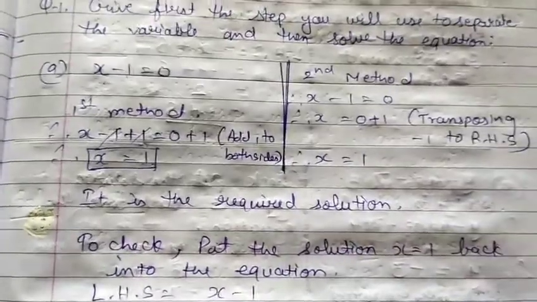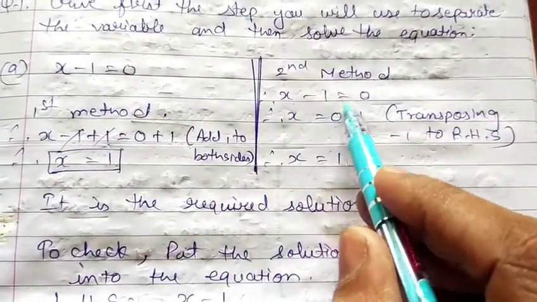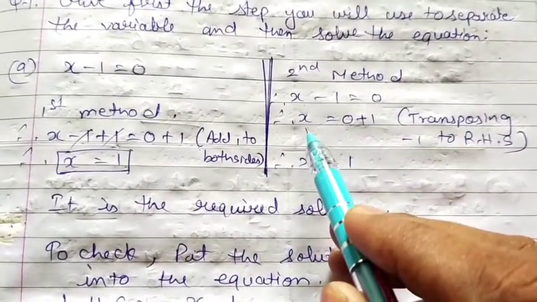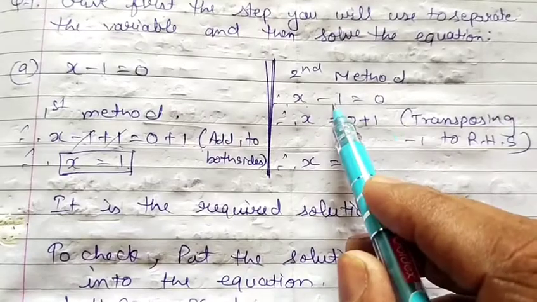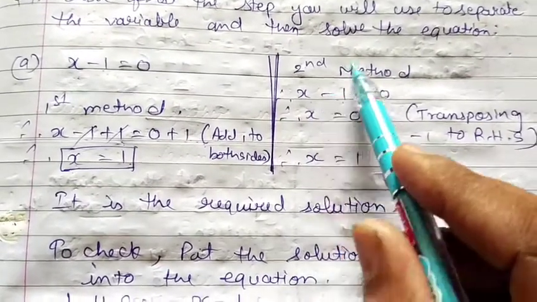Now by another method, first write down the question over here, x minus 1 equals 0. This is the transposition method. In this way, how to separate the variable? I will bring this negative 1 from the left hand side to the right hand side.